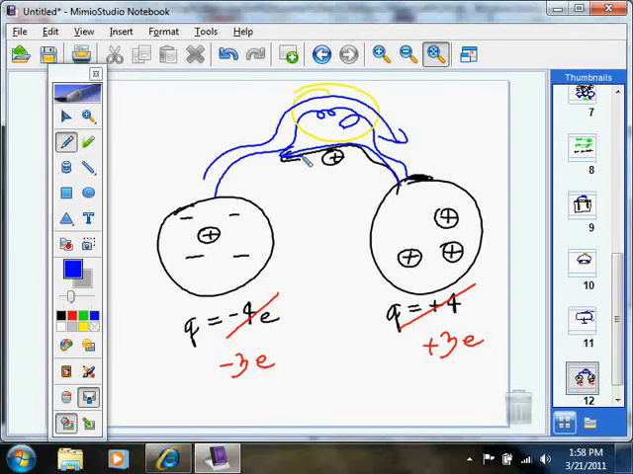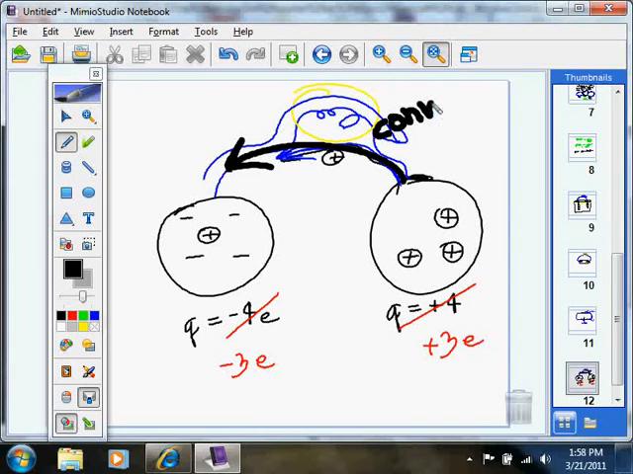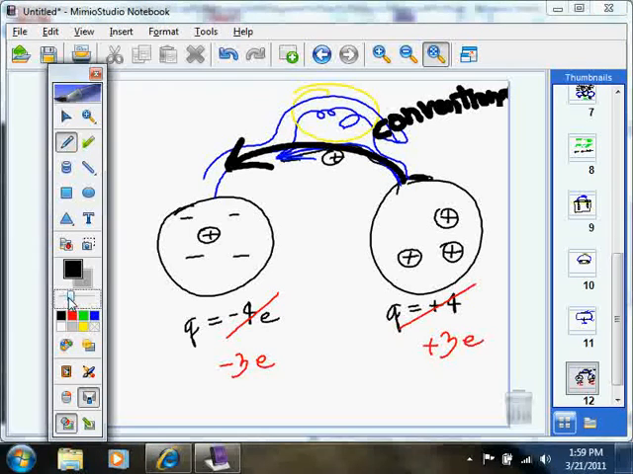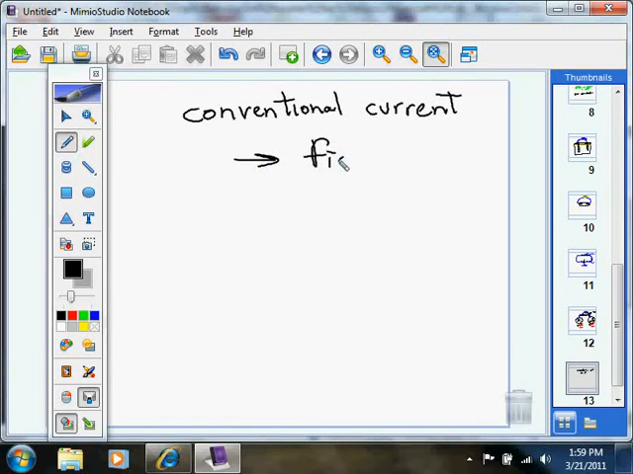This current going this way, ladies and gentlemen, this positive current is called the conventional current. Oh, I ran out of room there. Conventional current is a fictitious.